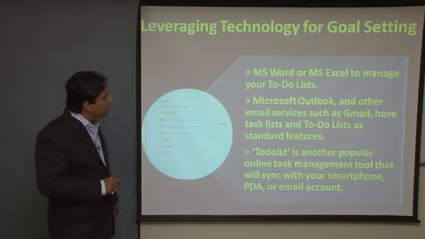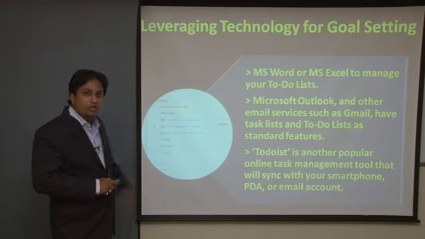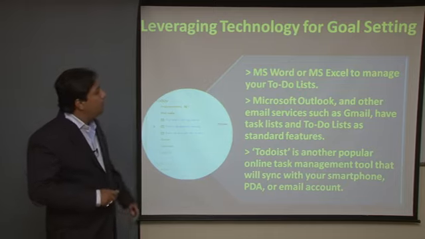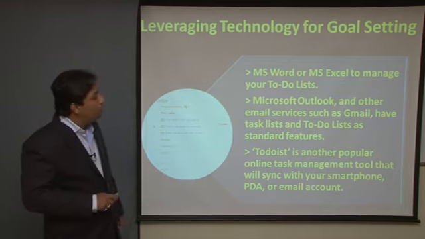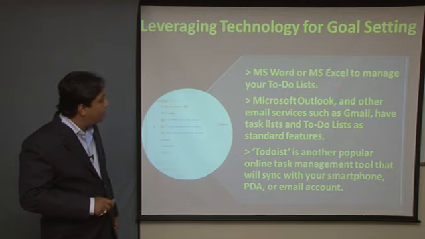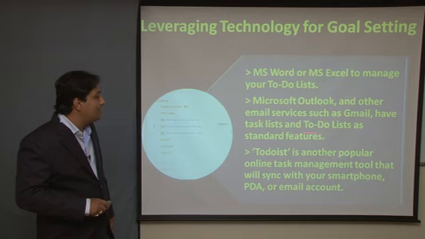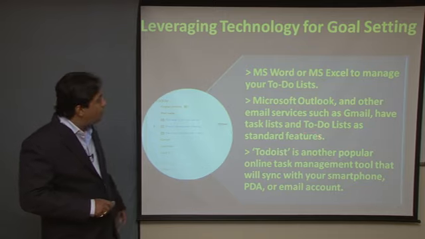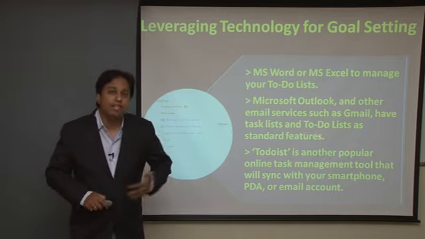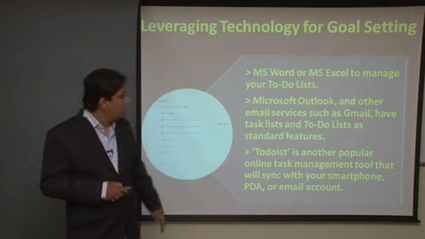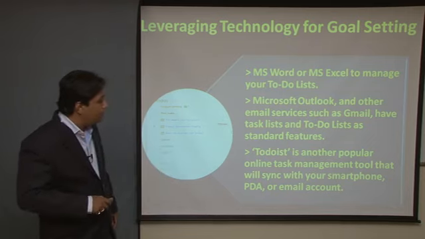Technology can be used through MS Word or MS Excel to manage to-do lists. You can simply create a table in Word or use the pre-existing facility in Excel. You can also use MS Outlook and other email services such as Gmail. You can have task lists and to-do lists as standard features. So if you are a person who constantly keeps checking mails in the office, this is an extremely important feature.